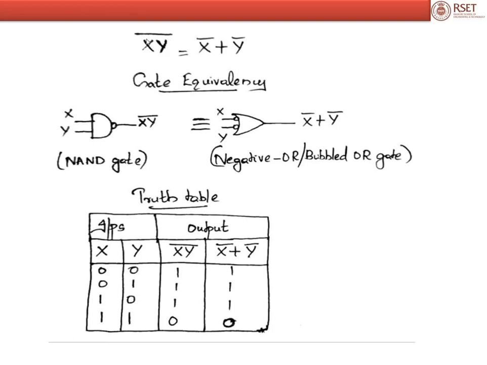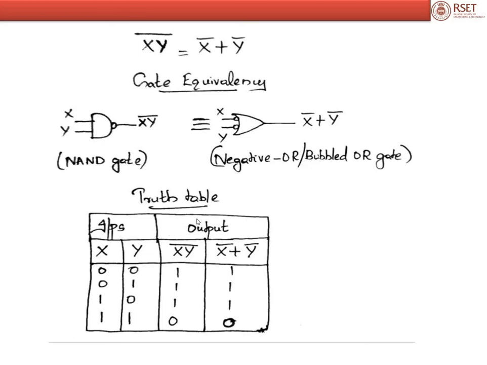The first theorem was (xy) bar is equal to x bar plus y bar. If you are drawing that using gates, (xy) bar is the logic expression of a NAND gate, which is shown here. Then x bar plus y bar: for x plus y we have to use an OR gate, with x bar and y bar, so two bubbles are required here, where you will get the expression x bar plus y bar.